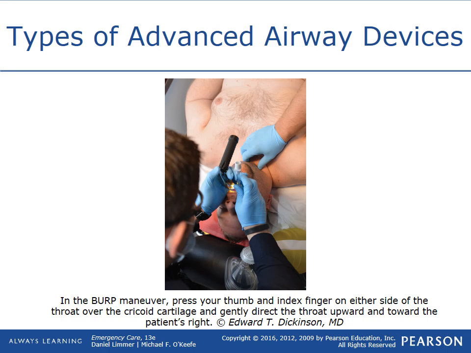All right, so this is somebody getting intubated with an ET tube. They're doing what they call the BURP maneuver: backward, upward, right pressure. You press your thumb and index finger on either side of the throat over the cricoid cartilage, and you gently direct the throat or the trachea upward and towards the patient's right.